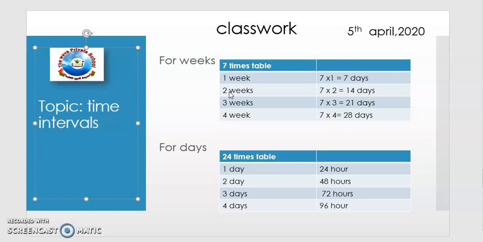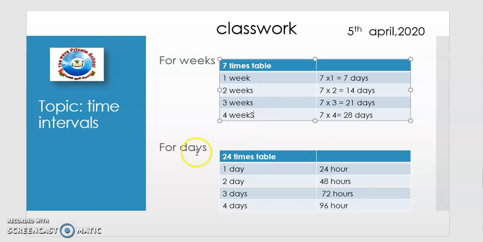How many days in 6 weeks? Very good. 7 times 6, 42. How many days in 4 weeks? 7 times 4, 28. How many days in 8 weeks? 56. Very good. How many days in 7 weeks? 49. Yes, very nice.